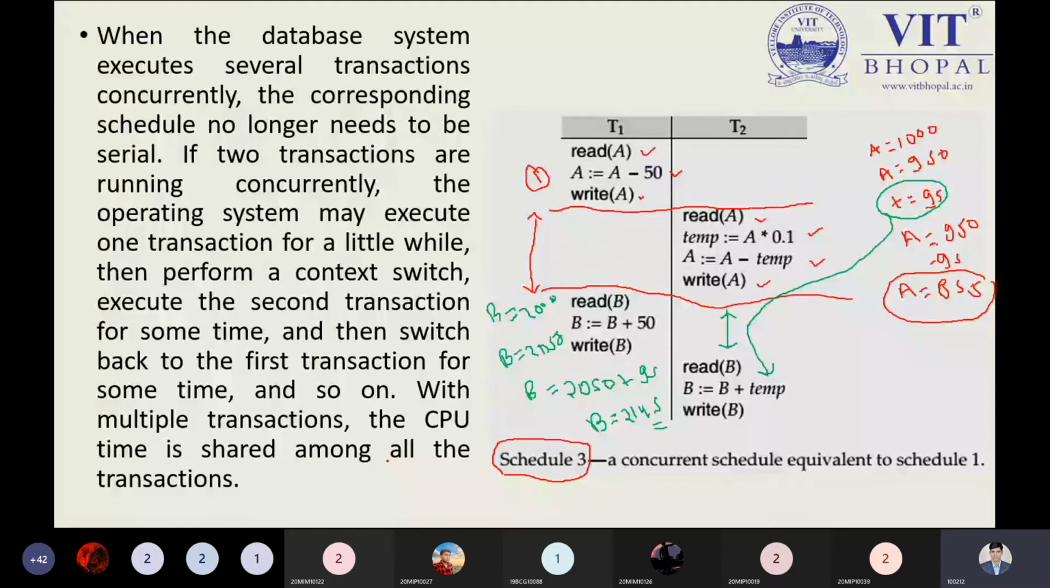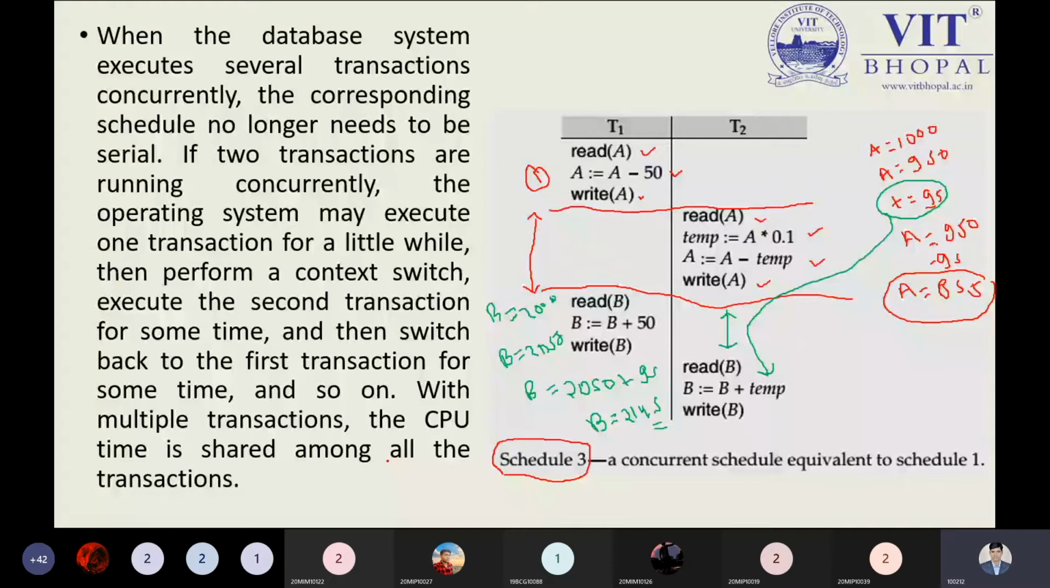Now T2 will get a value. It's a temporary value. So A into 0.1, 10% I'm using. So I'm getting a 10% value, and the value I'm getting is 95 over here. Now transactions T1 and T2 are completed for this part.